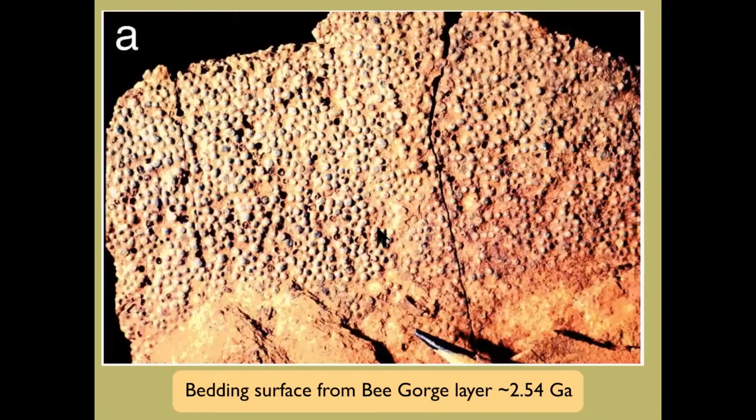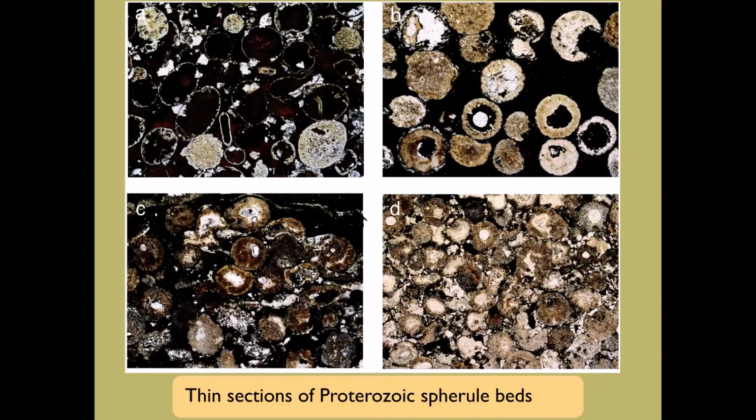And here's another one. This is looking down, I believe, on the top of the bed. So this is the bedding plane, and you can see it's just loaded with spherules. And you cut it open. Geologists like to cut these things open and polish them into a microscope slide that's so thin you can transmit light through them. And this is what these things look like. They're just densely packed spheres. They're 2.5 billion years old.